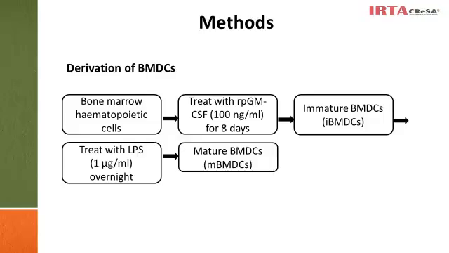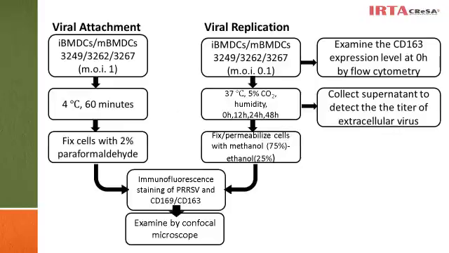Methods. Bone marrow dendritic cells were obtained by treating bone marrow hematopoietic cells with recombinant porcine GM-CSF in vitro for 8 days. We defined these cells as immature bone marrow-derived dendritic cells, and after overnight treatment with LPS, we got the mature ones. Then we used the 2 cell types for viral attachment and viral replication.